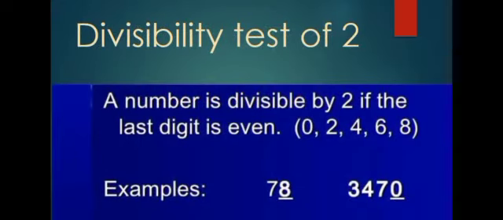Okay students, let's discuss the divisibility test of 2. A number is divisible by 2 if the last digit is even, that is 0, 2, 4, 6 or 8. Let's take an example: 78. Here the ones place digit is 8, which is even. And one more example, 3470, and 0 is at the ones place again. So it is also divisible by 2.